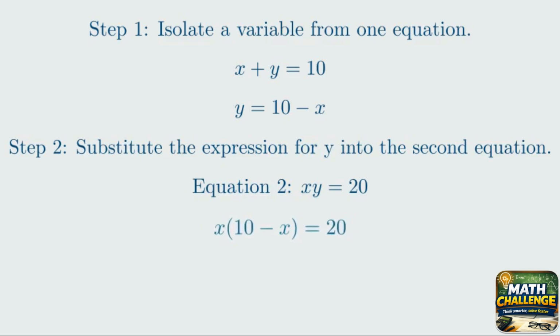We've now arrived at a single equation with one variable: x times 10 minus x equals 20. Our next task is to simplify this and solve for x. Let's start by distributing the x on the left side of the equation. This gives us 10x minus x squared equals 20.